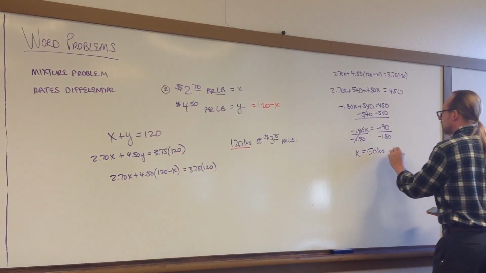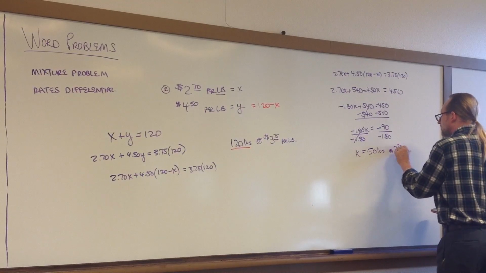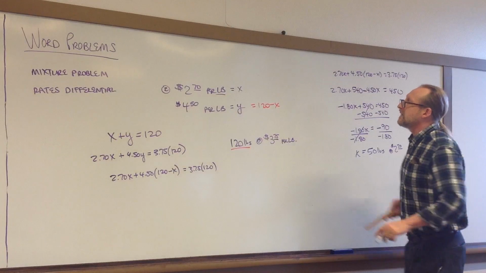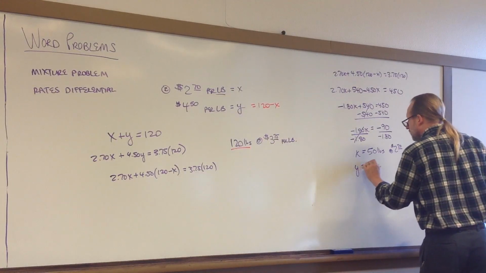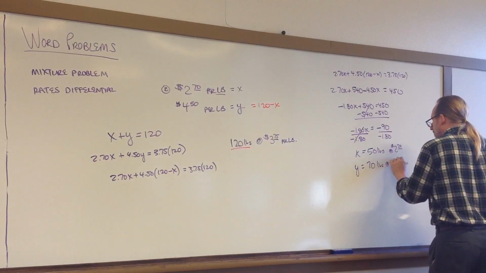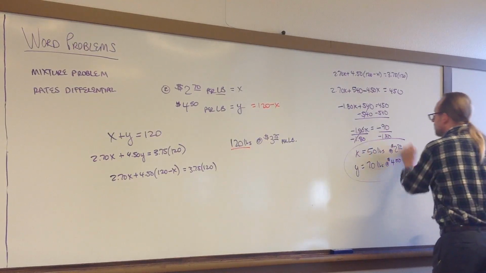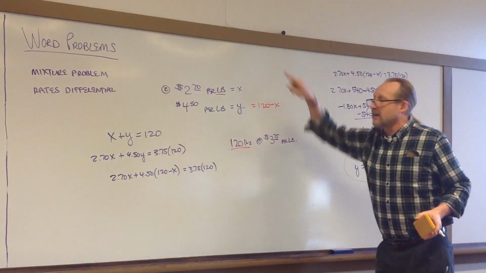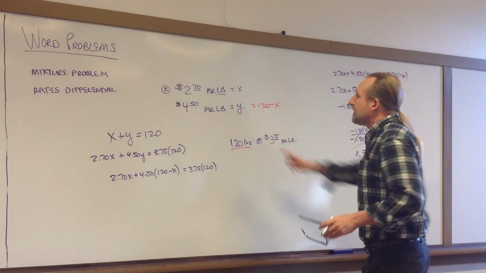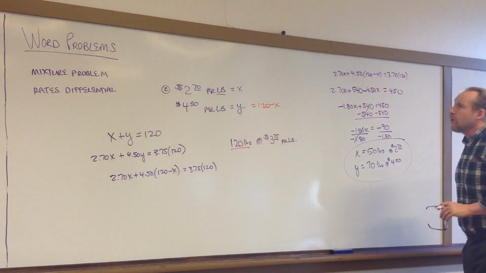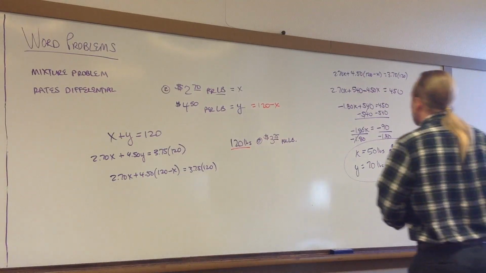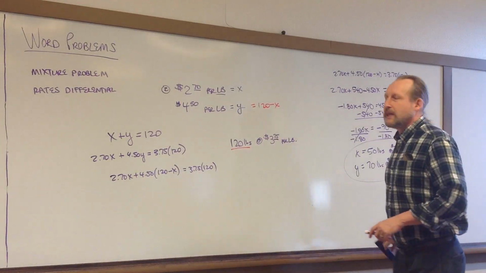So 50 pounds of the $2.70 per pound, and that means the y will be 70 pounds of the more expensive cookies. And that's what we said to begin with, right? If this price is higher than $3.60 a pound, that's because we used more of the expensive cookies. Okay, so there's that first example for these mixture problems. Let's keep moving with these.